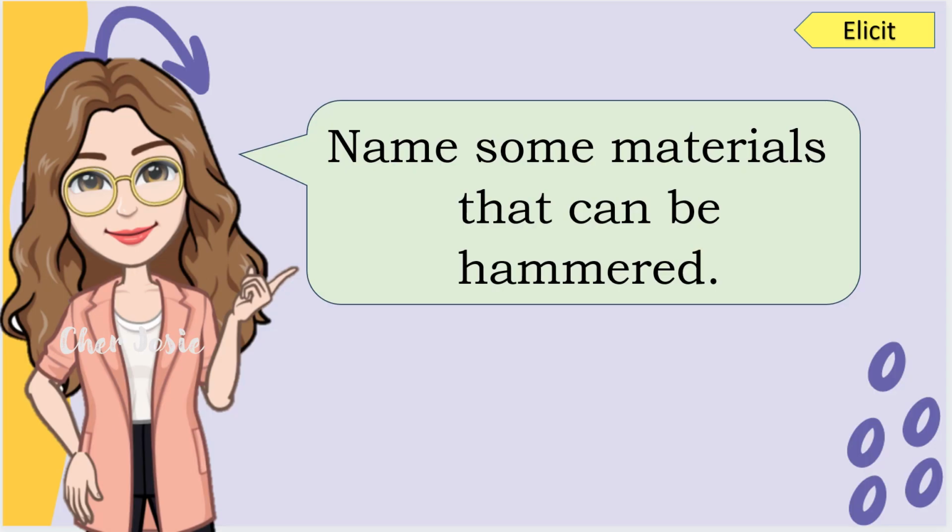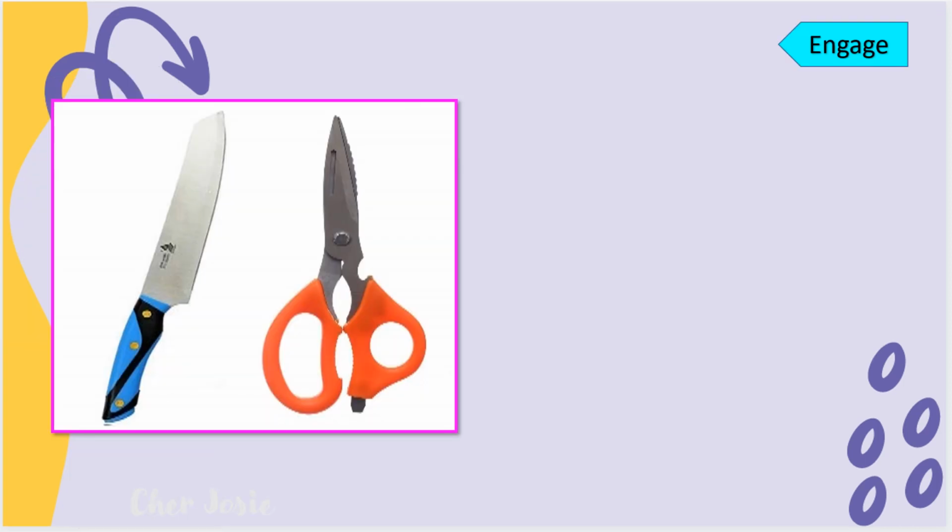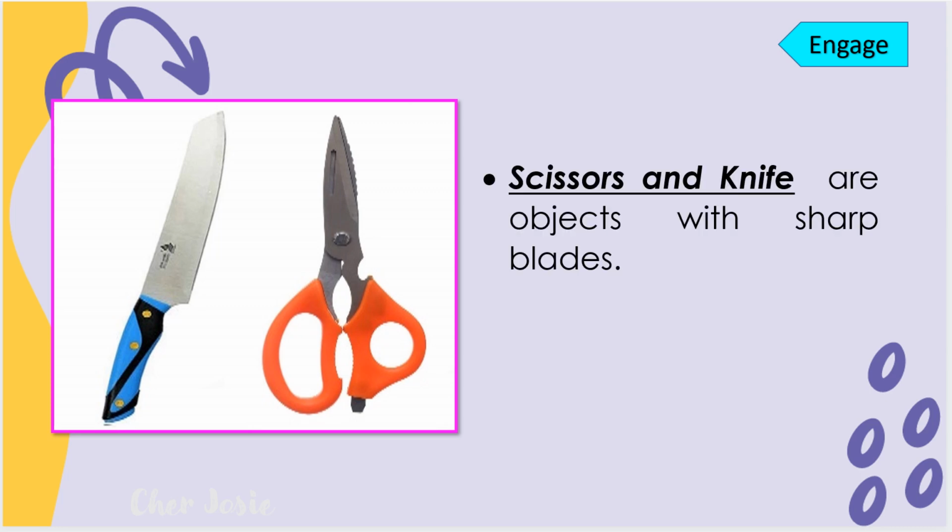Let us review our past lesson. Kindly name some materials that can be hammered. Very good! Kindly tell me the name of the materials in this picture. That's right! It is a knife and a scissors. Kindly describe them. Very good. Scissors and knife are objects with sharp blades.